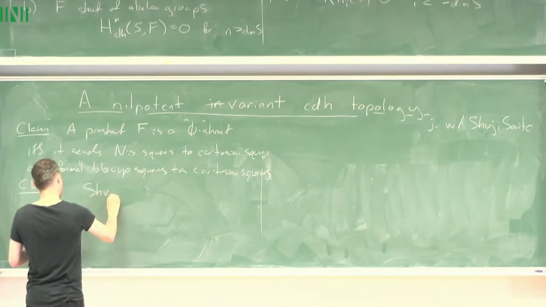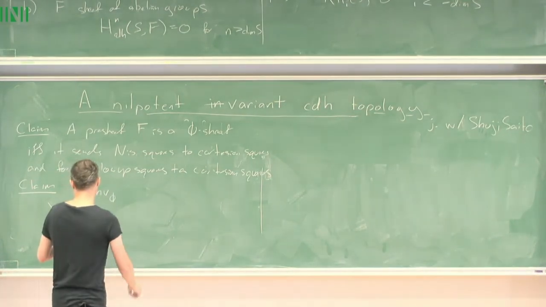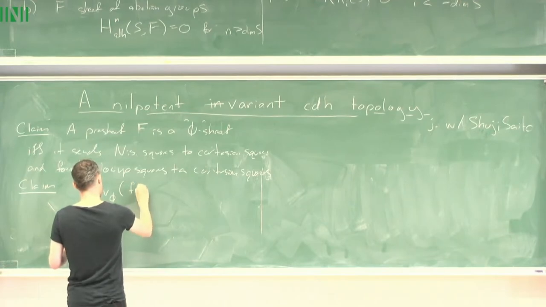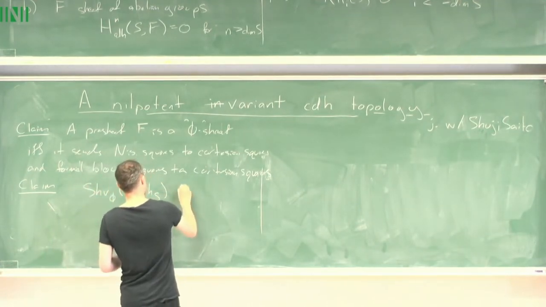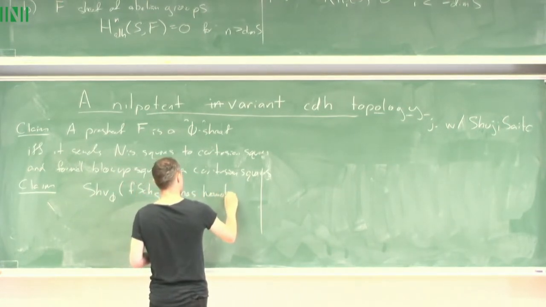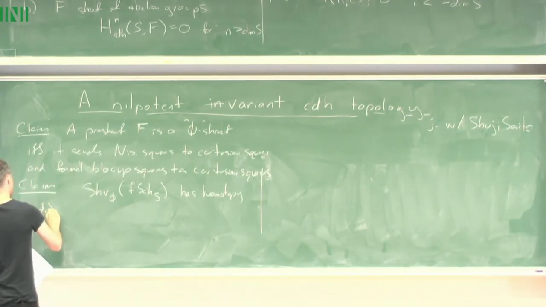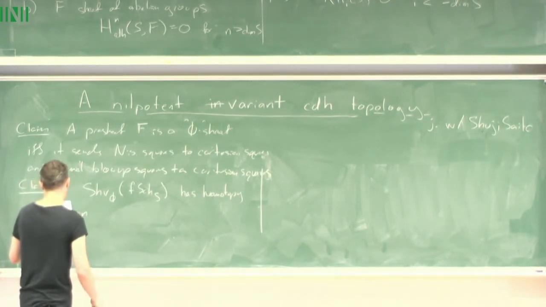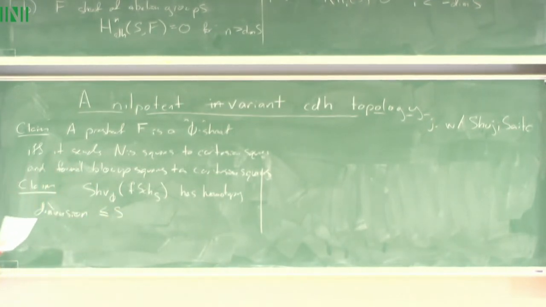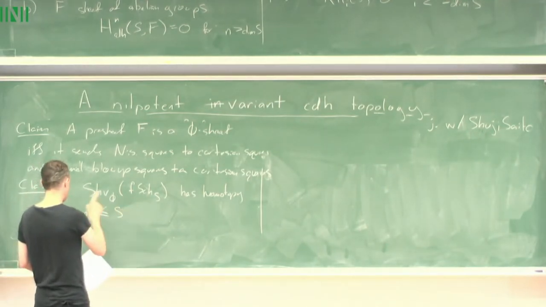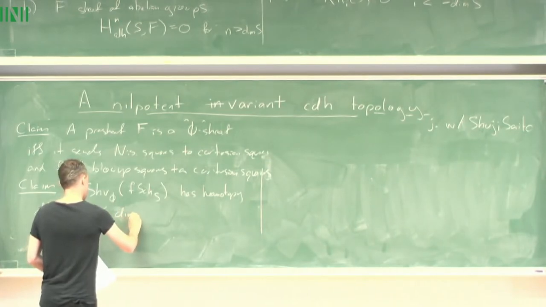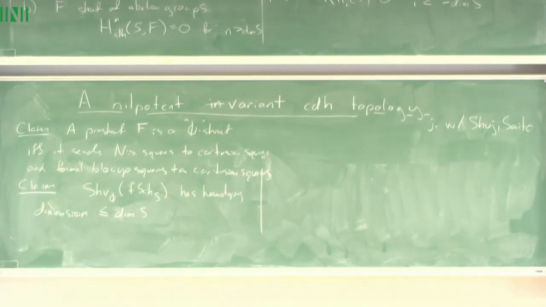Okay, so I had this question about homotopy dimension. So this phi topology has homotopy dimension less than or equal to S. So it's hypercomplete and has a strongly convergent descent spectral sequence. Homotopy dimension less than or equal to. Like this? Yeah. Okay.